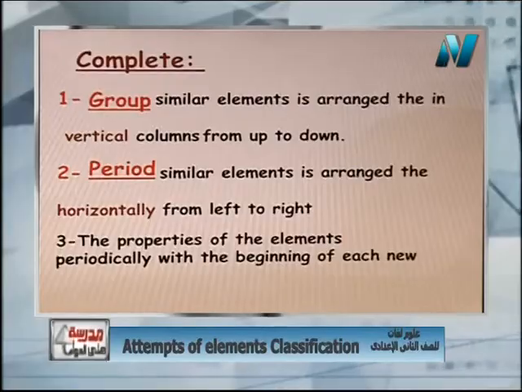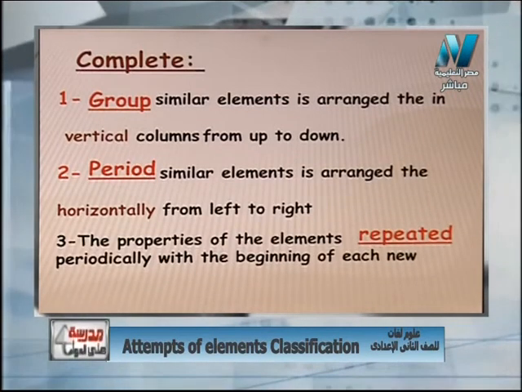He found by this arrangement of the 67 cards of these elements that the property is repeated regularly. At the beginning of each period, the property is repeated again. At the beginning of each period, it is repeated regularly again. Okay, complete number 3. The property of the element what?